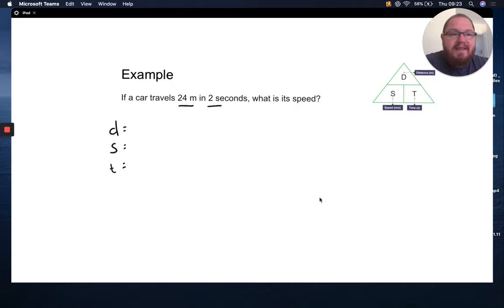Do I know my distance? Yes, it is 24 meters. How do I know it's 24? Because distance is measured in meters. So you're always looking for that meter. So my distance is 24 meters. Do I know my speed? No, it's asking for speed, so I don't know my speed yet. So I'm going to put a question mark there. But I do know how many seconds, and the time is 2 seconds there. So I've got a distance of 24, speed of, I don't know, a time of 2 seconds.